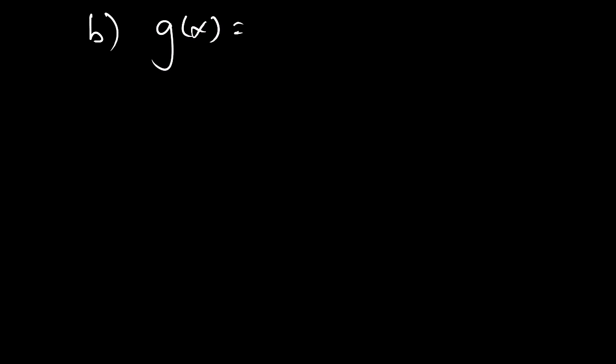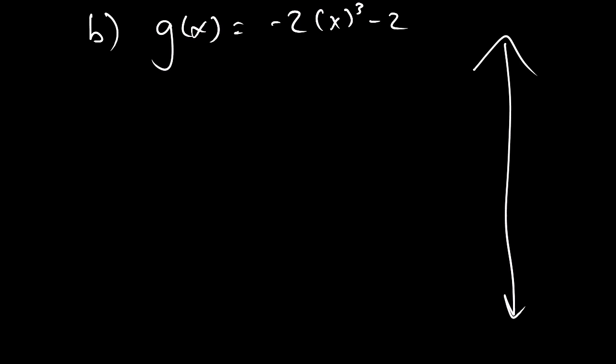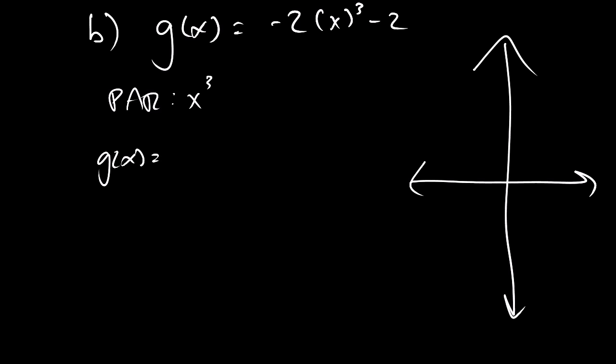So g of x is equal to negative 2 x cubed minus 2. Parent graph. The parent graph is going to be my x cubed. I have a shift of g of x is equal to a negative 2x cubed. It's kind of two things in here. The negative sign reflects.